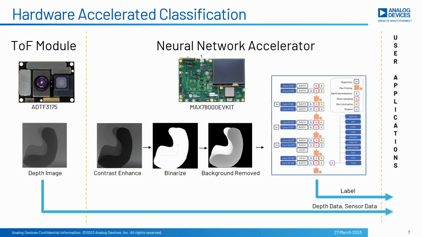So doing it with ADI hardware is pretty simple. ADTF3175 is a time-of-flight module with built-in hardware depth engine. And then that data is passed on to MAX78000, a microcontroller with neural network accelerator on it. Some pre-processing is done inside the microcontroller to mute the background. And then a classifier was implemented to extract what type of object is present inside the frame.